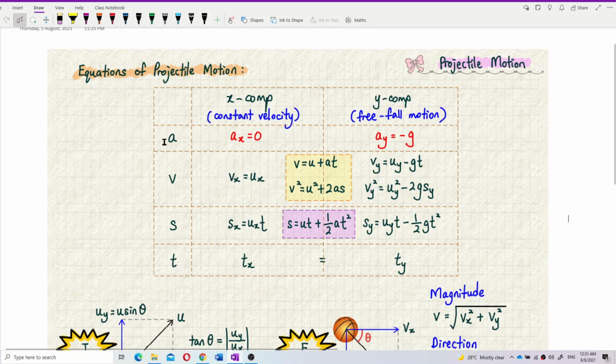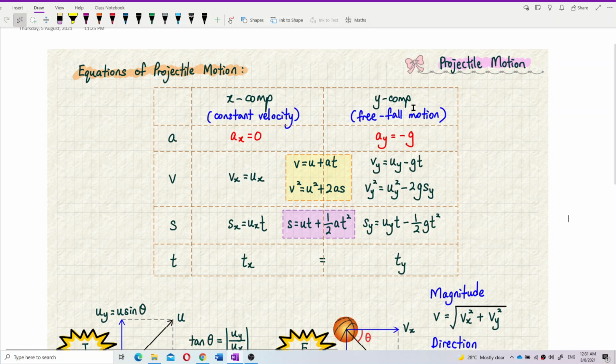First and foremost, we learned about acceleration for x component and y component. We know that x component is a constant velocity. That's why no acceleration, or we can say ax equal to 0. Remember, this is the most important thing. ax equal to 0.